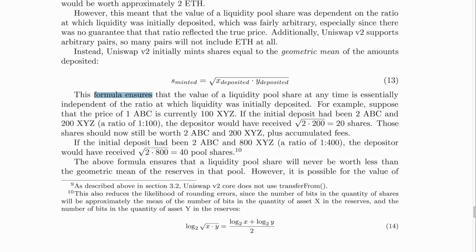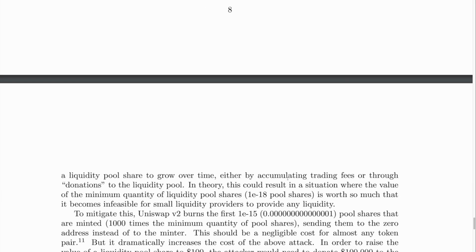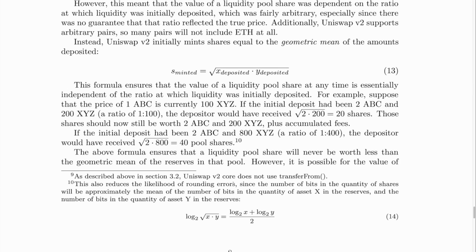So this formula ensures that at any time the pool share is basically independent of the ratio at which liquidity was initially deposited. All right, so this formula ensures that the liquidity pool share will never be worth less than the geometric mean of the reserves in that pool. But as we saw before, these can keep increasing, because the pool accumulates trading fees through donations. So this is the reason that Uniswap used to implement the geometric mean formula in their mint function.